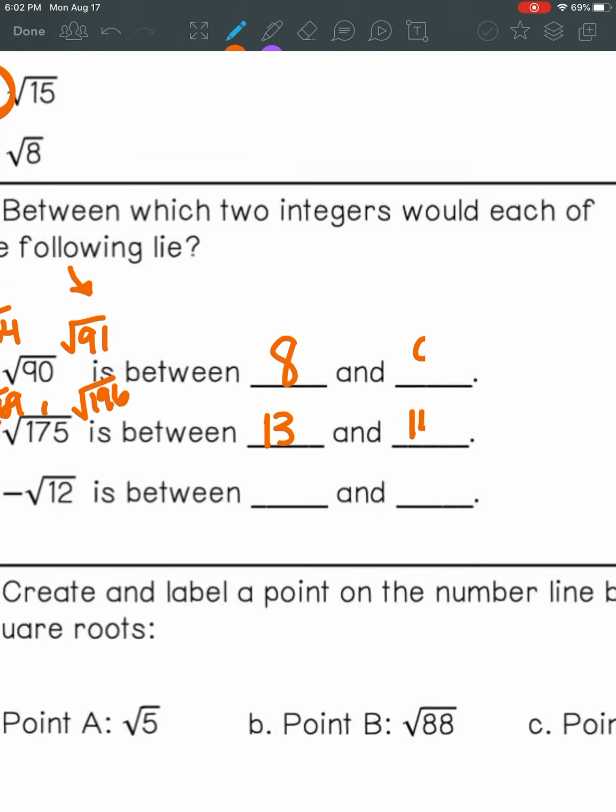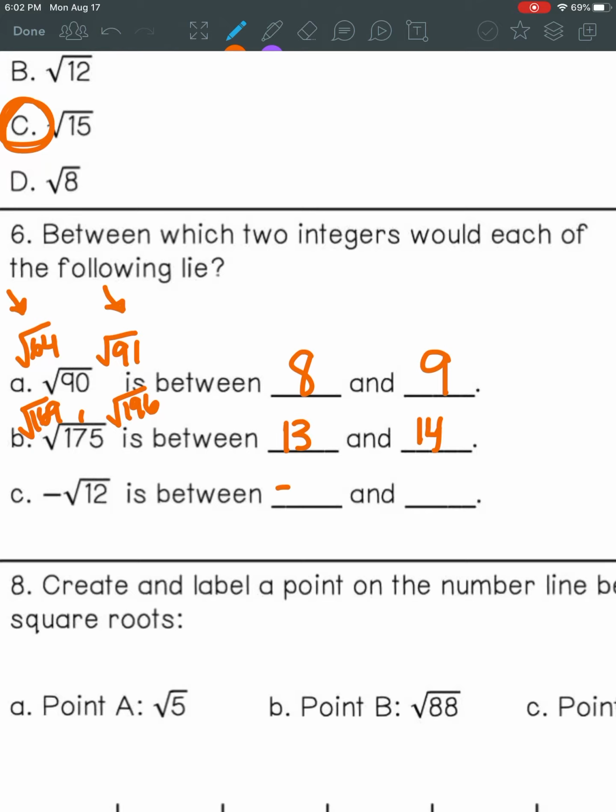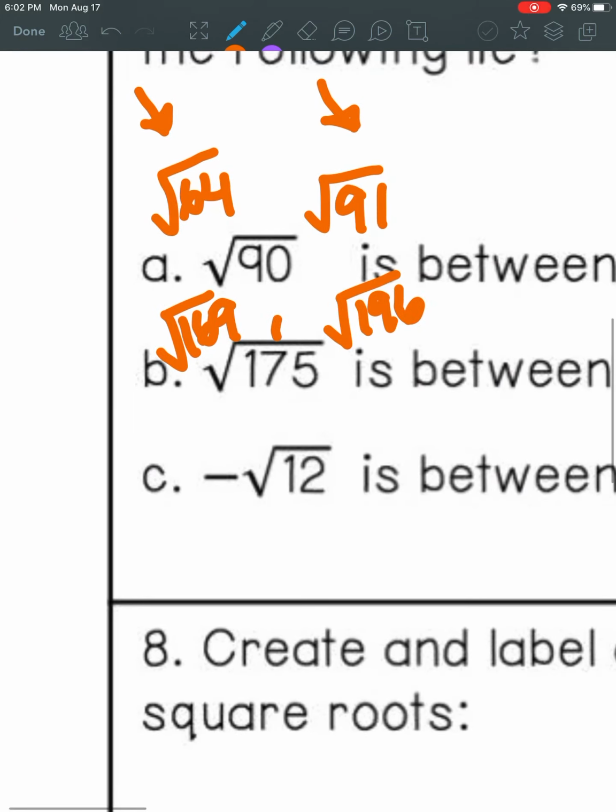Okay? If it's a negative number, well, we're looking at the square root the same. We're just going to have negative values. So the square root of 12, what two perfect square roots does it fall between?